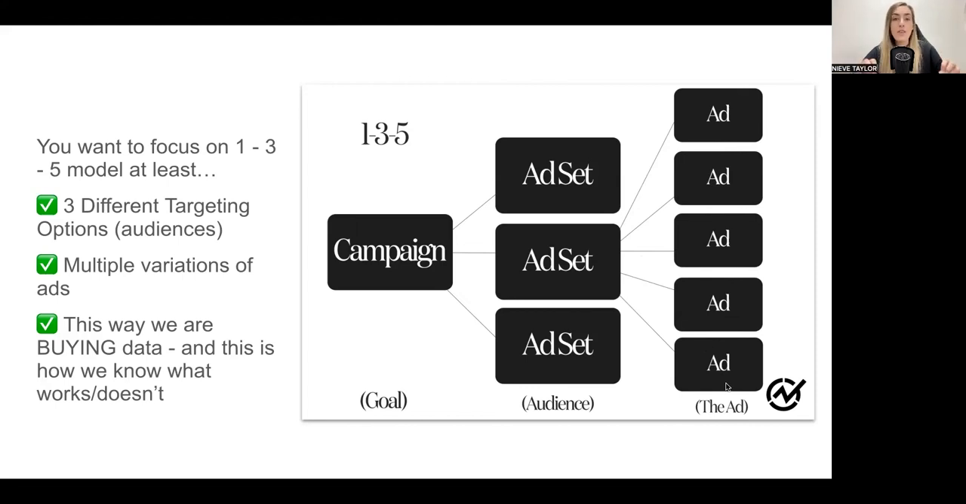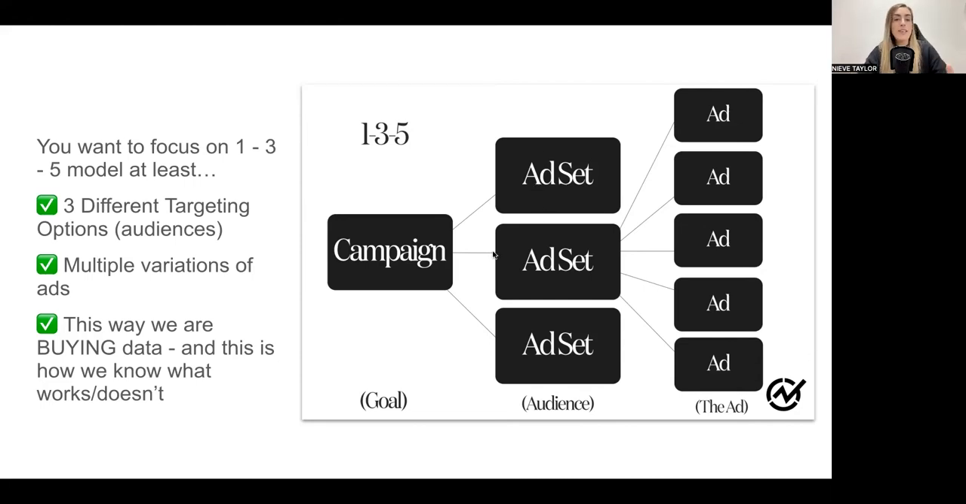But here we're putting out a variation. We're going to put out a variation of copy. We're going to put out a variation of visuals. And then we're going to let Facebook's data that they get for us, they're going to feed that back to us. And that's how we know what to turn on and what to turn off. What is working with this audience, or is the audience itself even working at all?